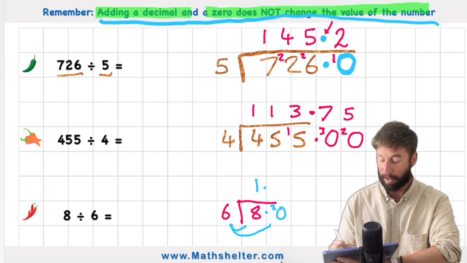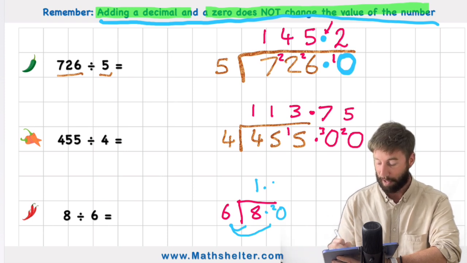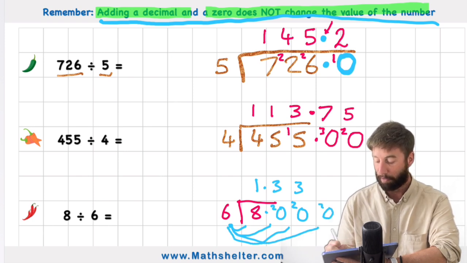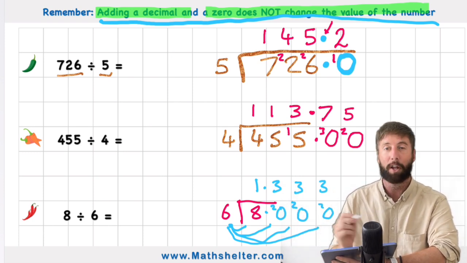How many 6s are there in 20? 6, 12, 18, I have 3, and I have 2 left over. So I need to put another 0 and another 2. But look what's happening. All that's happening here is I'm getting into this weird pattern of only being able to get up to 18 and constantly having 2 left over. So my answer is actually going to be 1.3333333333 forever and ever and ever. But I don't want to do that.